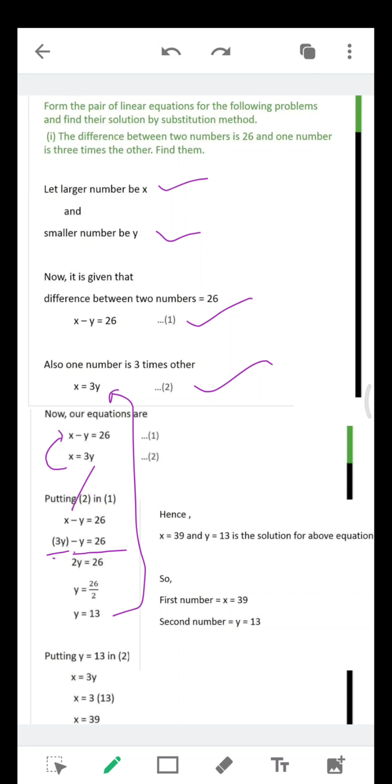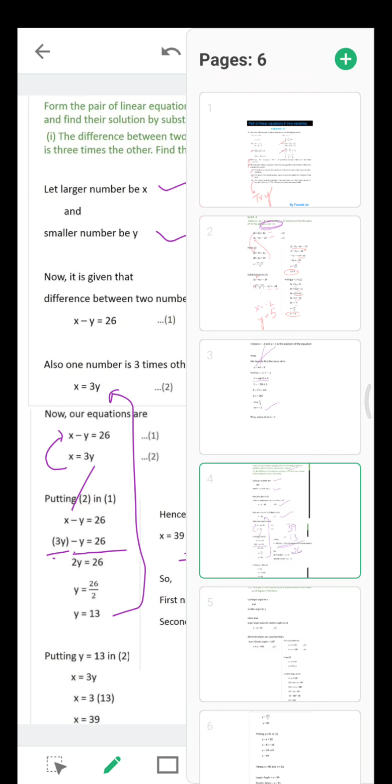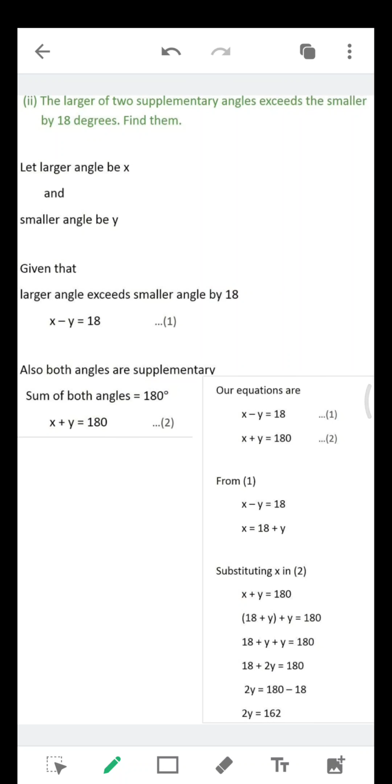These are the two numbers, and you can clearly see the difference between those two numbers. 39 minus 13, if you do, you get 26. Yes, and one number is 3 times 13. 39 is 3 times 13. Okay, so like this we can solve innumerable questions. By framing the equations we can find their solutions. Now let's have a look at the next.